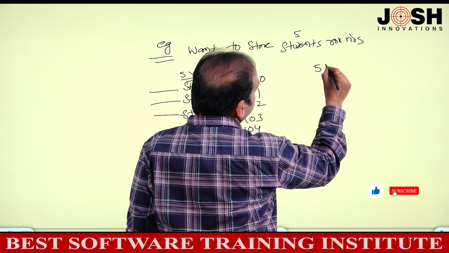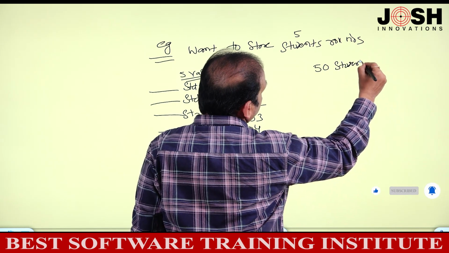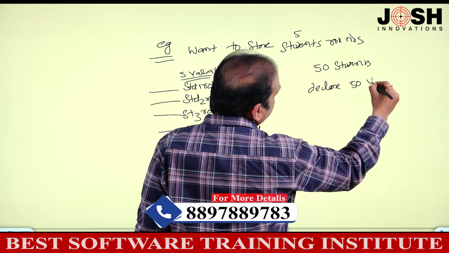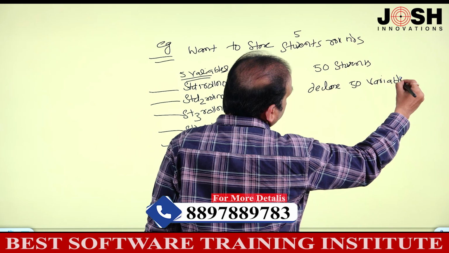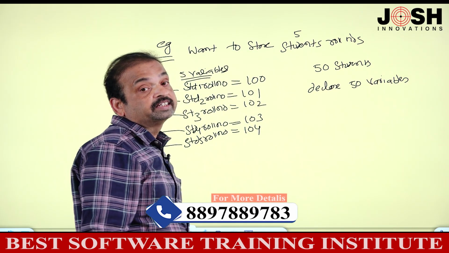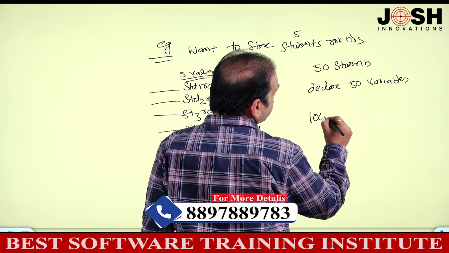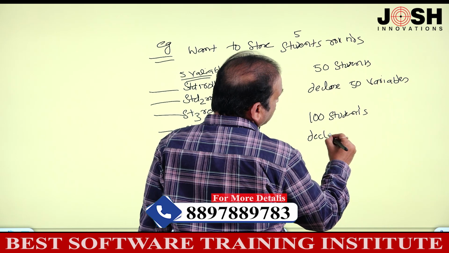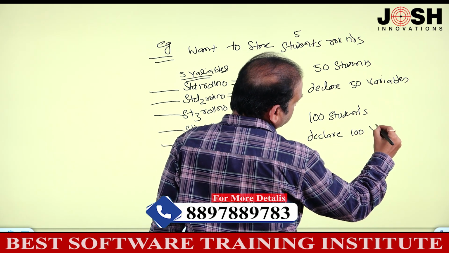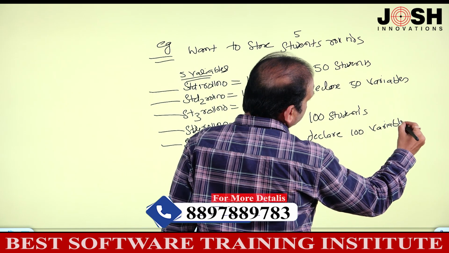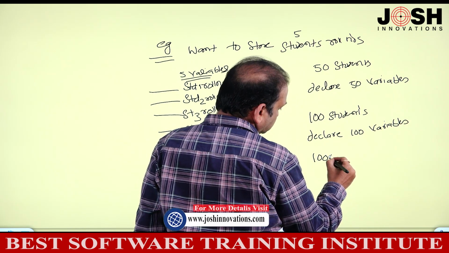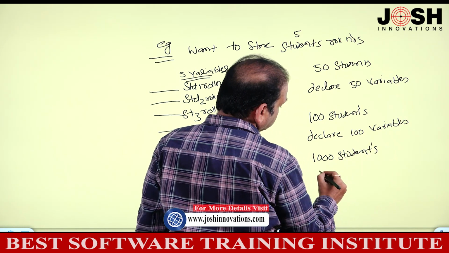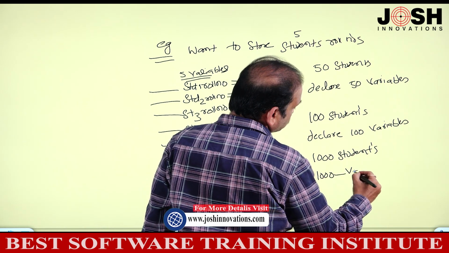For example, there are 50 students in my class. I have to declare how many variables? 50 variables. Suppose there are 100 students in my class. Then I have to declare 100 variables, correct? And suppose there are 1000 students in my class. Then I have to declare 1000 variables.